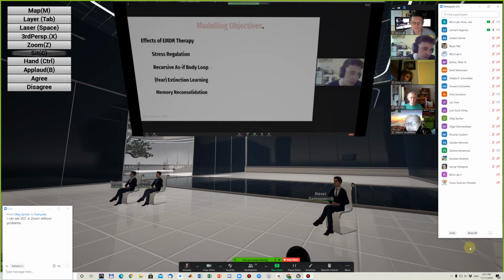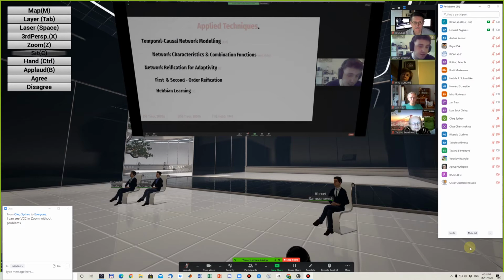So quickly, I'll go over the modeling objectives. The model needs to represent how the person regulates stress, that there are recursive internal body loops. The model needs to show the results of fear extinction learning. The model needs to show memory reconsolidation, meaning the toxicity of the memory is gone, so reoccurring flashbacks do not trigger the same emotionality.